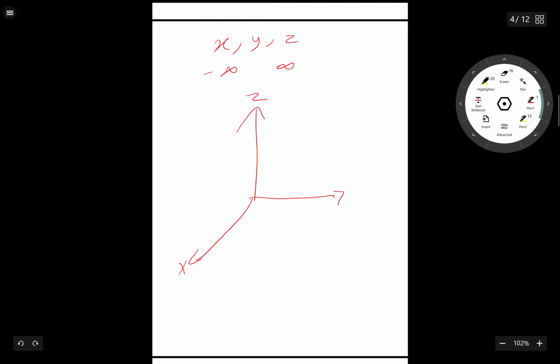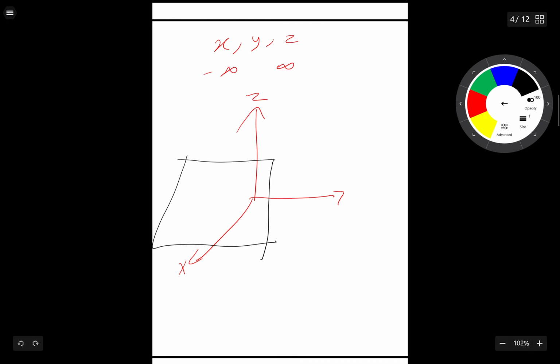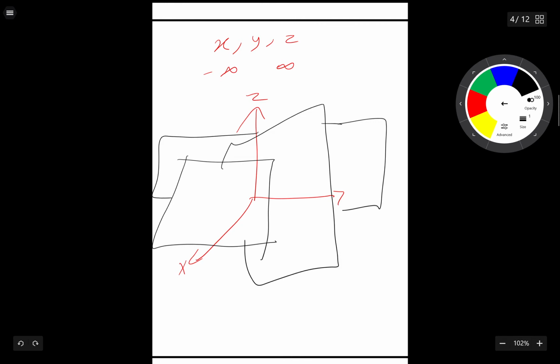So we will have three planes: the x plane, the y plane, and the z plane. A point in any coordinate system is referred to as where all the surfaces of these components are intersecting. So for our Cartesian, if I say we have a point over here, that means it's a point where all these surfaces are intersecting.